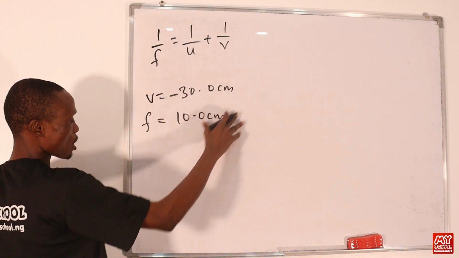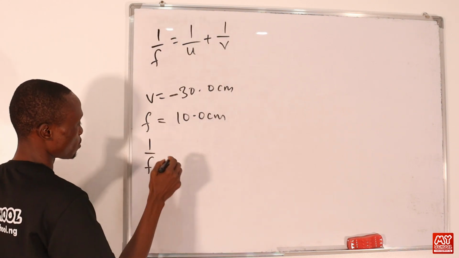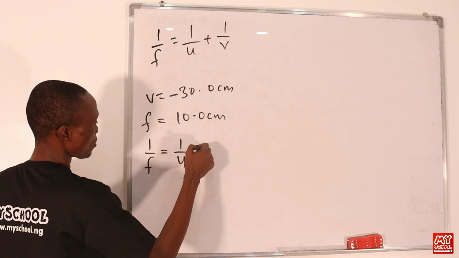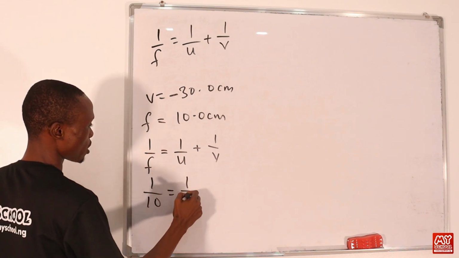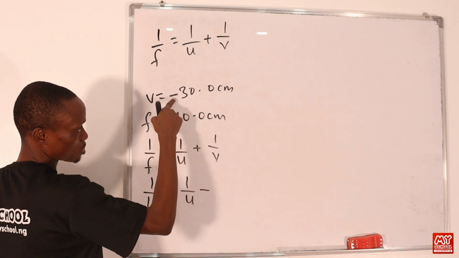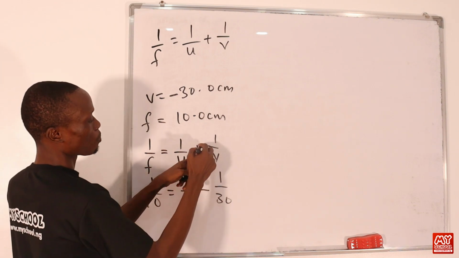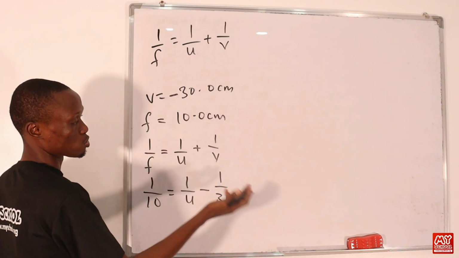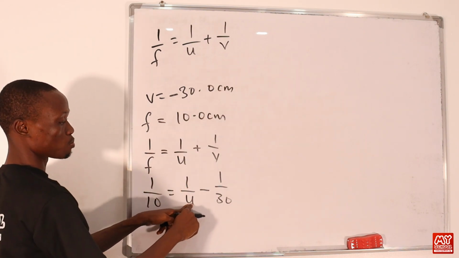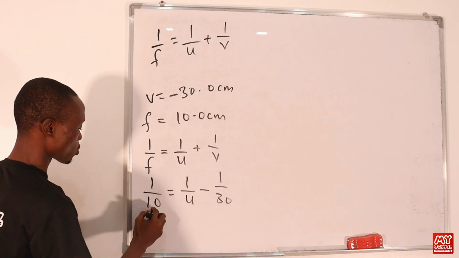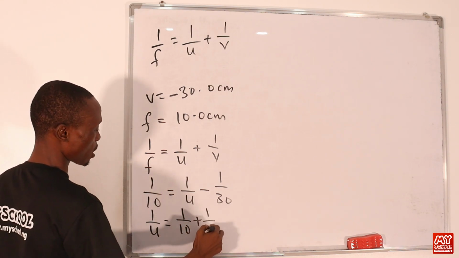So let's substitute the values that are given to us into this formula. So 1 over f is equal to 1 over u plus 1 over v. Here we have 1 over 10 is equal to 1 over u, then minus, because our v is virtual, minus 1 over 30. Of course, here we are supposed to have plus then minus 30, but minus is stronger than plus, so minus pushes away plus. Since we are looking for u, we make 1 over u the subject of the formula. So that 1 over u is equal to 1 over 10 plus 1 over 30.